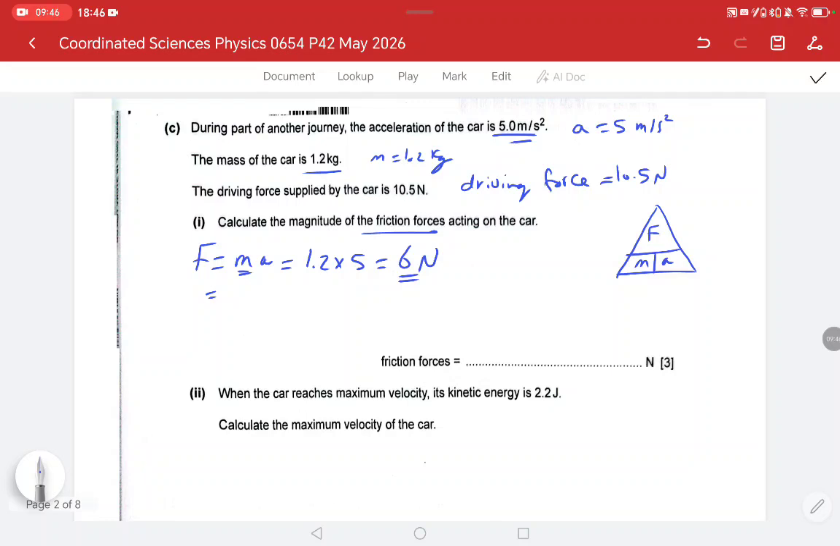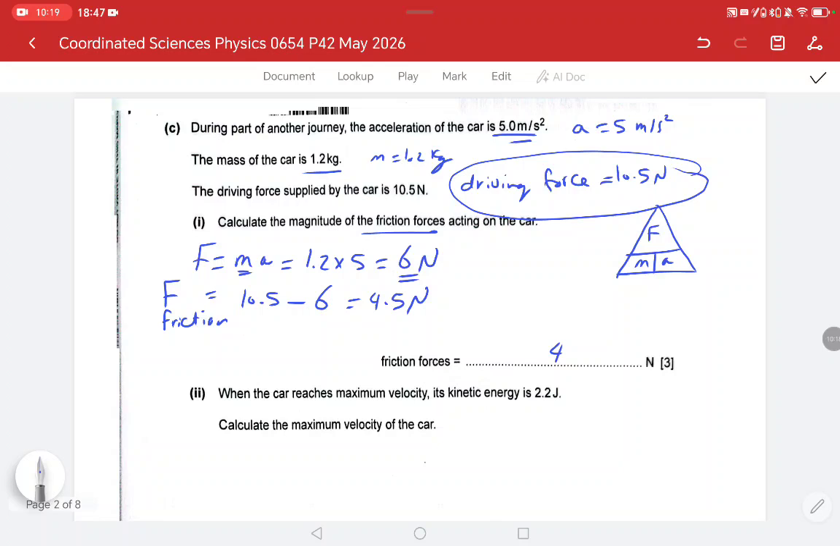It means the difference between them went into the friction force. The difference between both. So the force we need is 6, so the friction now will be the driving force, which is 10.5 minus 6, and this will give us 4.5 newtons. So this one is 4.5.